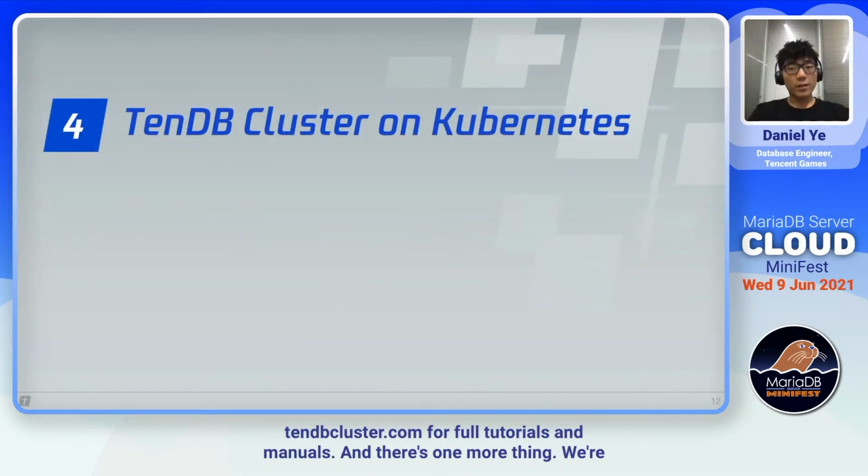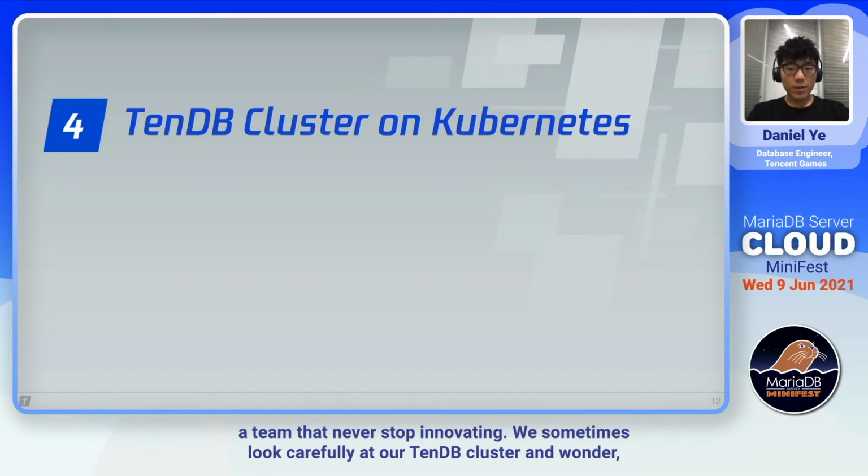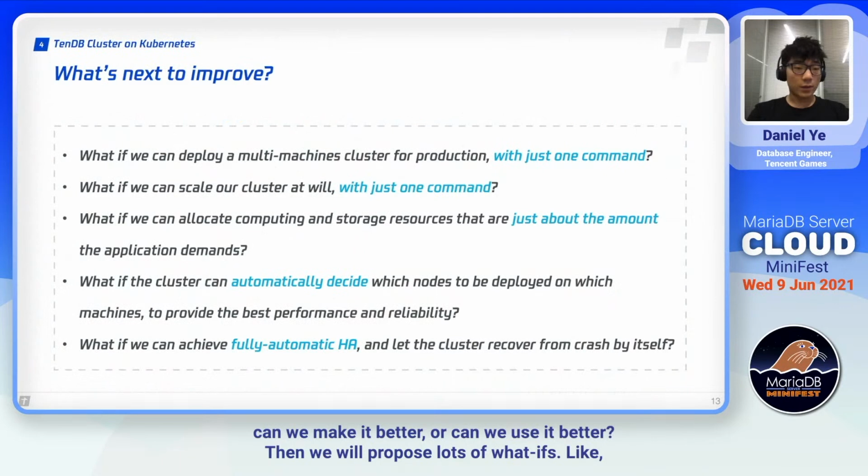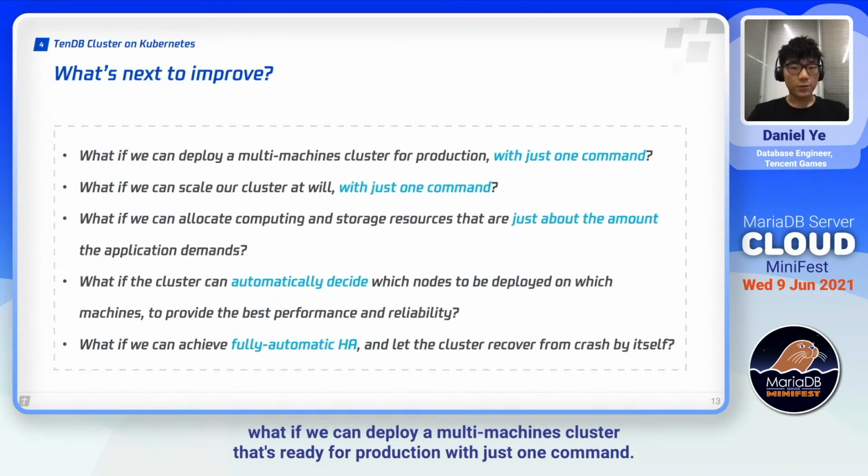And there's one more thing. We're a team that never stops innovating. We sometimes look carefully at our TenDB cluster and wonder, can we make it better? Or can we use it better? Then we will propose lots of what ifs. Like, what if we can deploy a multi-machine cluster that's ready for production with just one command? What if we can scale our cluster at will with just one command?